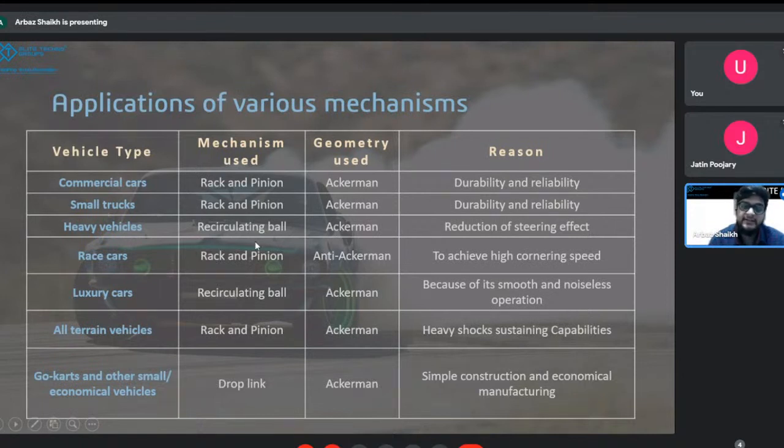When it comes to a race car, we use rack and pinion because it's sturdy and reliable, and you can attach power steering to rack and pinion easily.